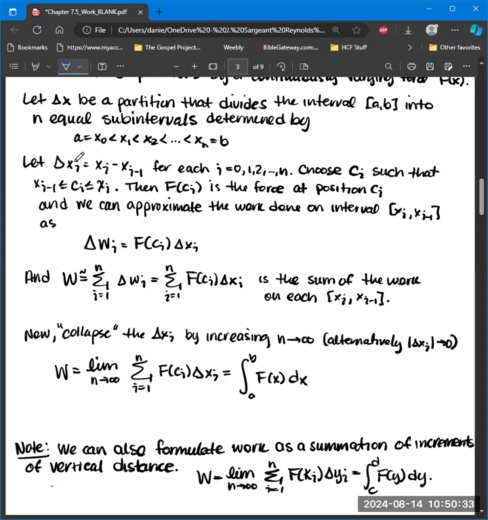So delta x sub, and I think they're using a letter there that might be an n. I'm not really sure, but I think it's an I. Okay, it's an I. So delta x sub I is equal to x sub I minus x sub I minus 1 for each I equals 0, 1, 2, and so on to n. We're using I as our index. Don't think of I as the imaginary number.